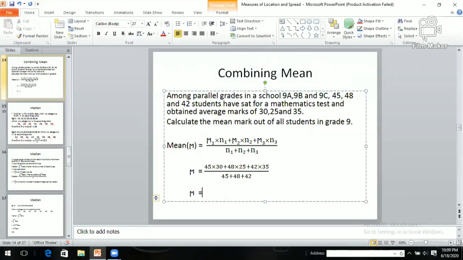Over here, if you multiply 45 by 30 plus 48 by 25 plus 42 by 35, altogether you get the answer 4020. That has to be divided by the sum of 45 plus 48 plus 42. It is 9135. So you'll be receiving the answer as 29.77. 29.77 would be the answer.